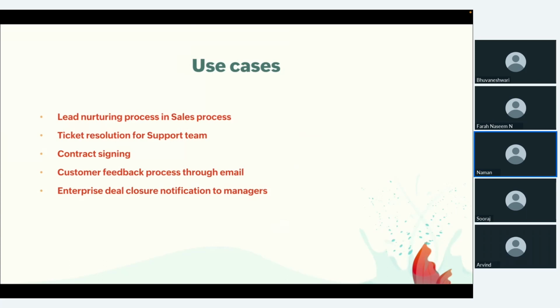Third is contract signing, something that we just saw. You want to extend it even more? It's possible, where back and forth can be done. Customer feedback process. Let's say you've gotten a customer call, or you're running an e-commerce business. You've made a delivery to the customer, and you want to automate the process of sending them an email and receiving their feedback. That can be done.